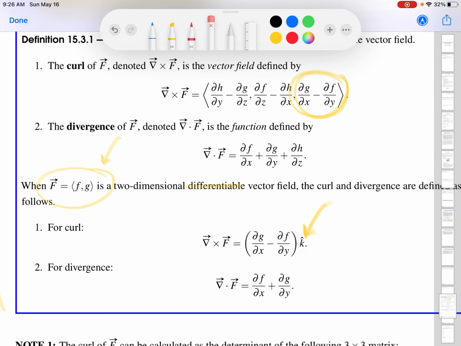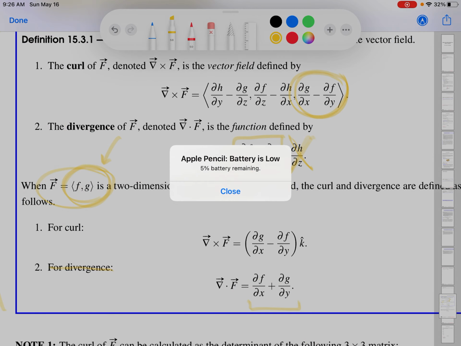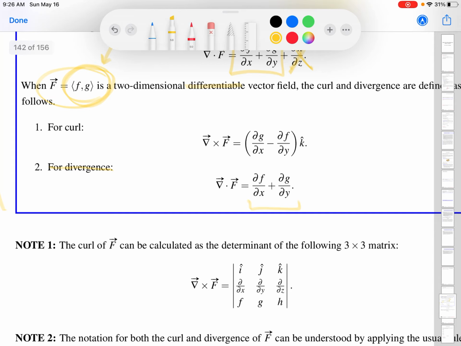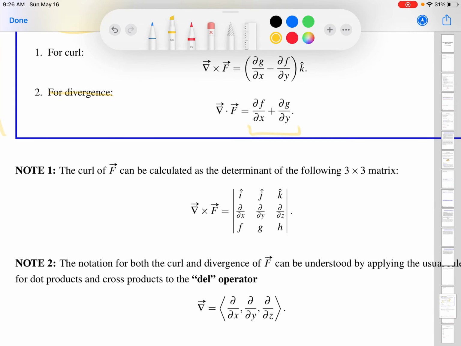So that's the two-dimensional curl. So the divergence we define similar to what we just did. We pick out the parts that involve only f and g. There is no h here in the vector field, so any part that involves h for the divergence we throw away. So the divergence here is just the partial of f with respect to x plus the partial of g with respect to y.